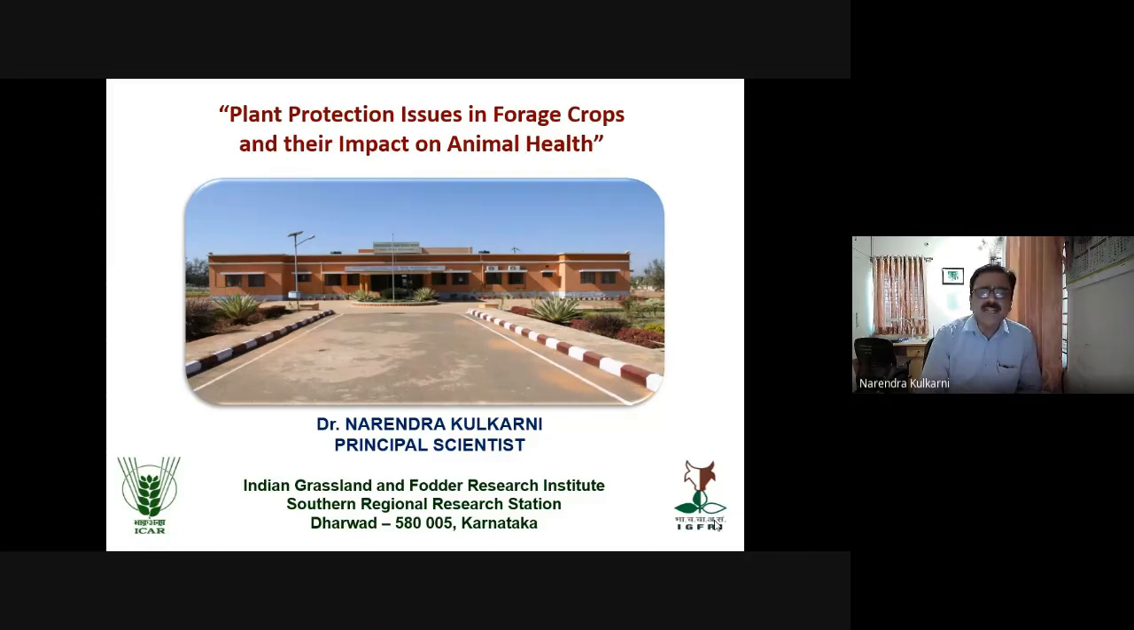Apart from that, as you're aware, we are dealing with forage crops, and most forages are cut and fed as fresh fodder, and many of them are cut and stored as silage or dry fodder or leaf meal, and by many other methods of storing these forage crops. So the question also comes up whenever we take plant protection measures, especially with pesticides for controlling insects or diseases, or sometimes weeds, where we may use several herbicides in forage crops also.